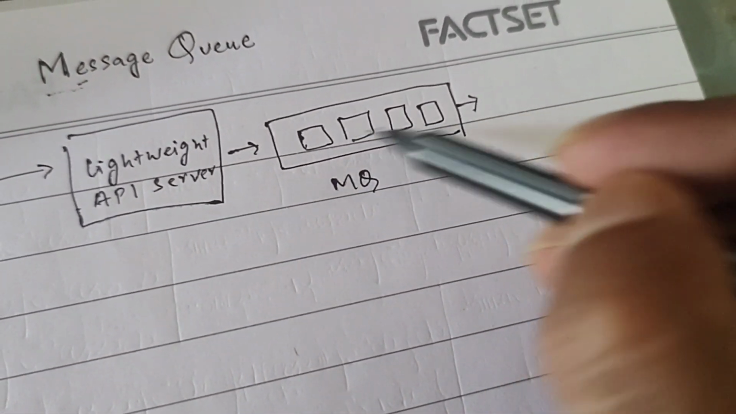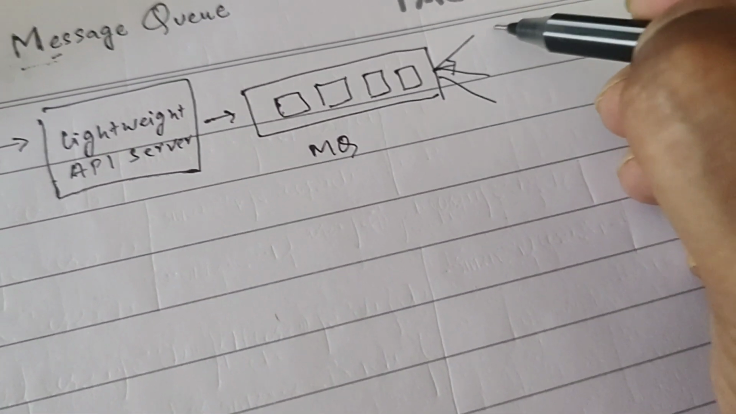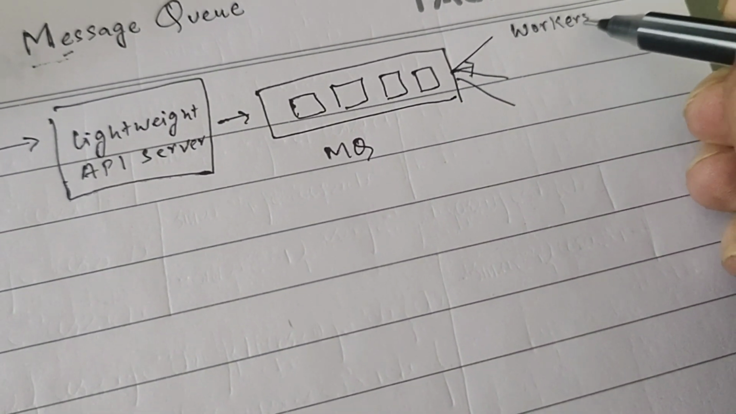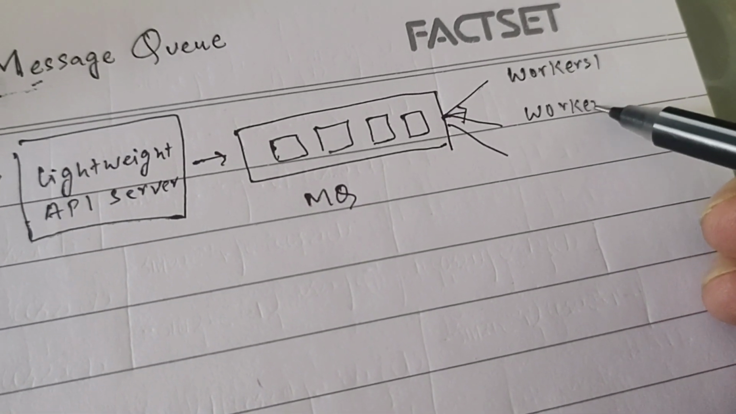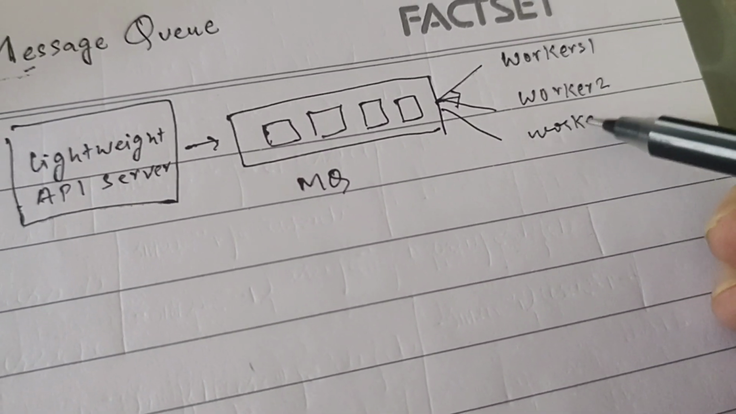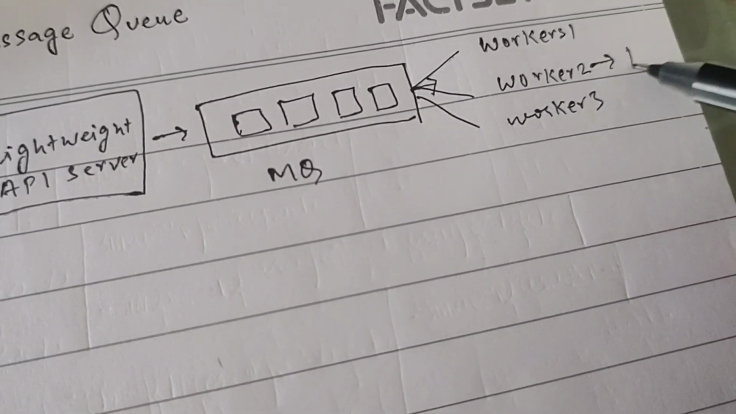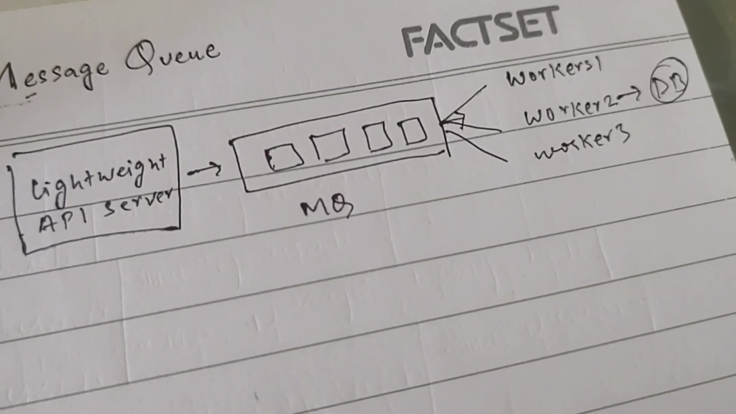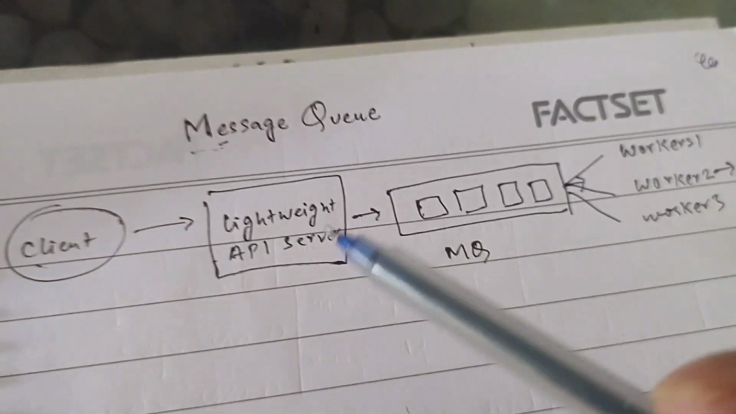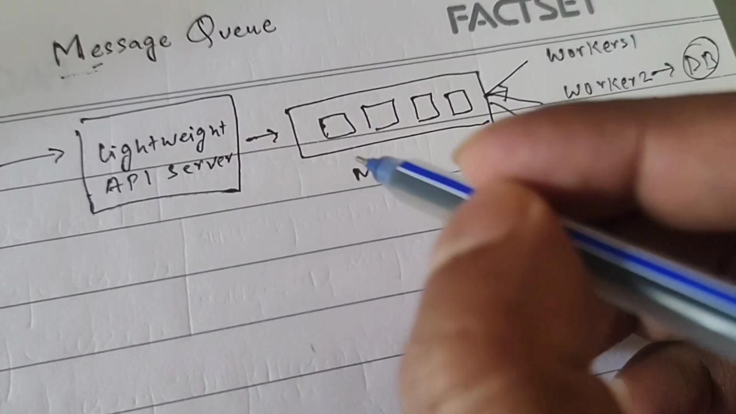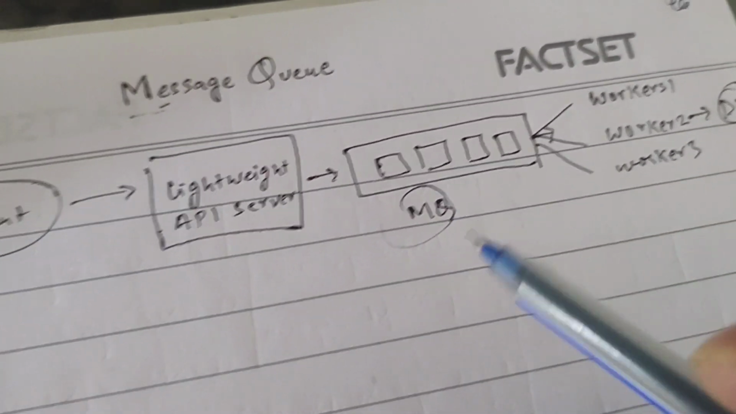So how will this get used? These get used through workers. Let's say worker 1, worker 2, worker 3, and ultimately this goes to our database. Here are some confusions and doubts you might be having. The first one is, what is this message queue? The second one is, what are workers? We'll look into those.